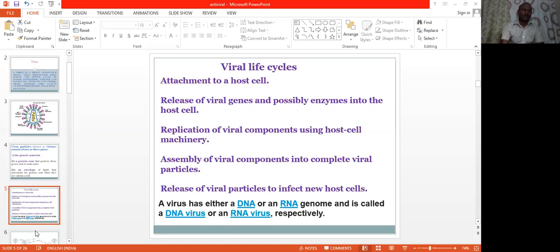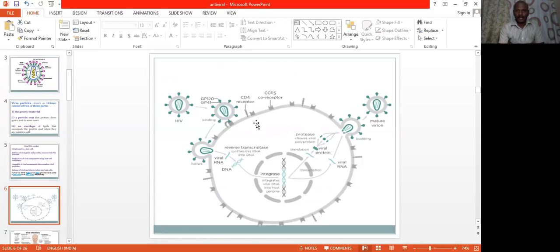So this is the life cycle, you can see it in the slide. First, the virus particle, through the Gp120 protein, recognizes the cell surface proteins of a host cell and binds to the host cell. The next step is diffusion into the cell.